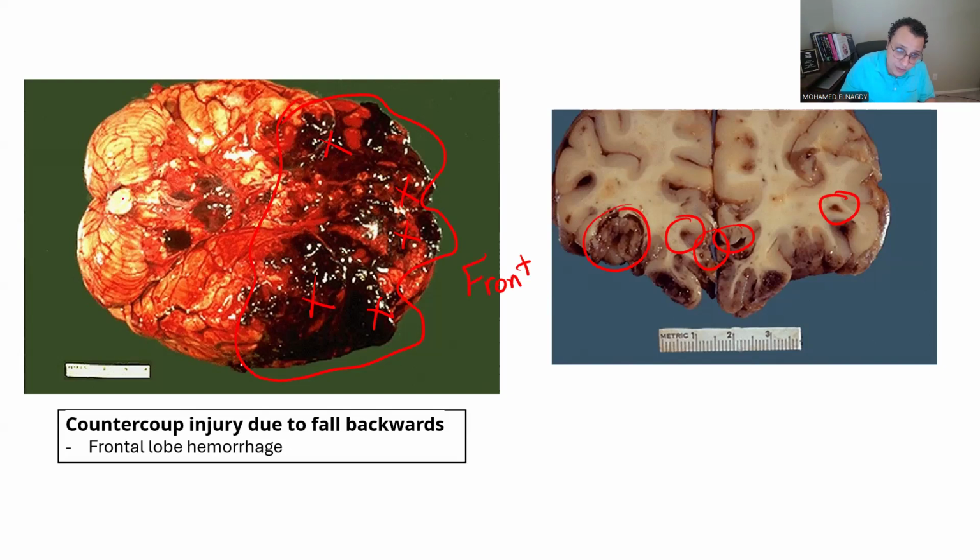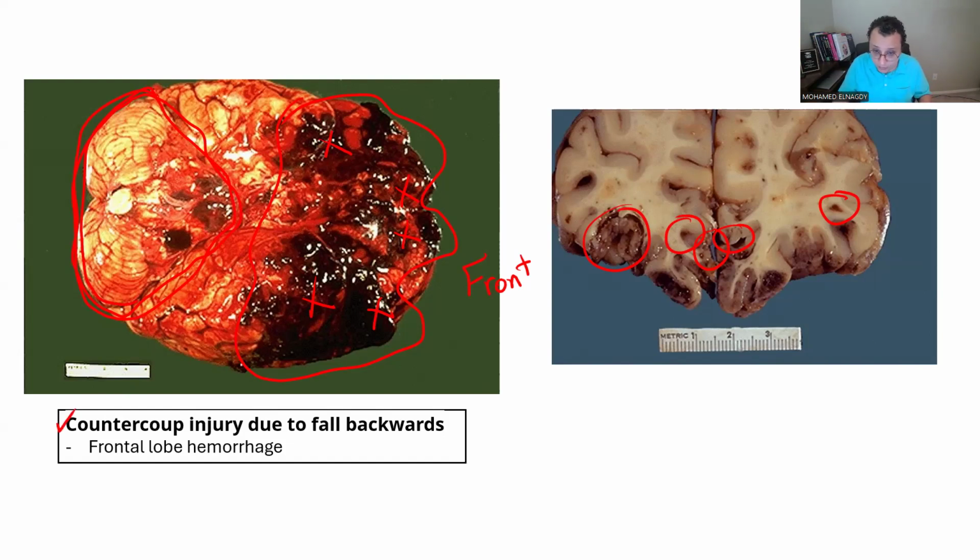So how do we know that this is the front and this is the back? Because you see the brain stem here, and this is the back of the brain. So this is definitely the front. So it's frontal lobe hemorrhage, frontal lobe lesion, which usually happens in the countercoup injury.